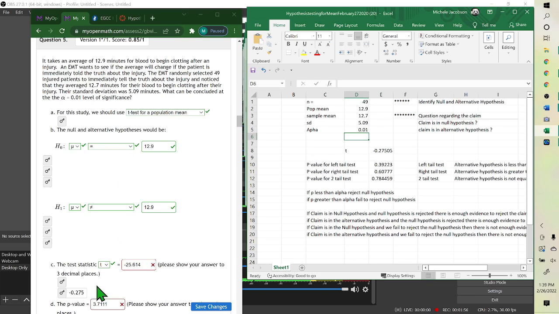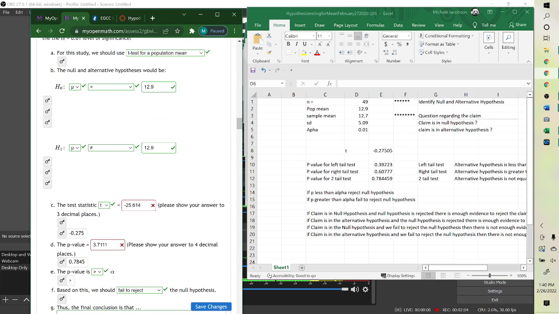So then the test statistic, right here. And the p-value, since it's not equal to, it's a two-tail, so it's this one here. And then you look at the p-value and alpha. The p-value was 0.7, which is greater than alpha. So we fail to reject.